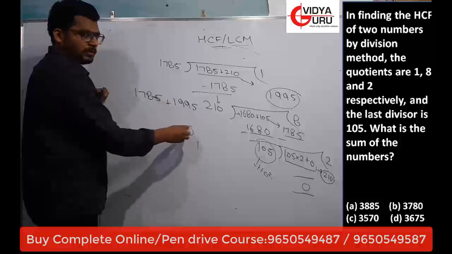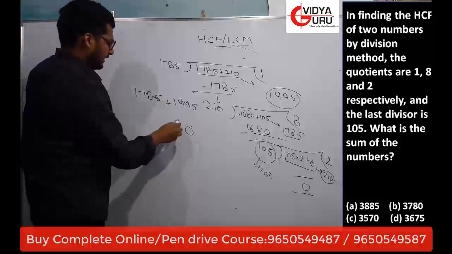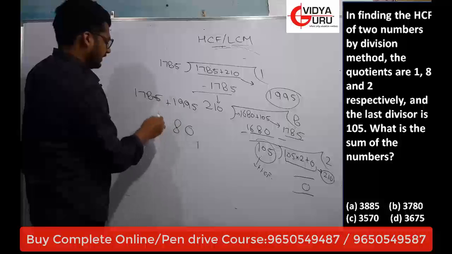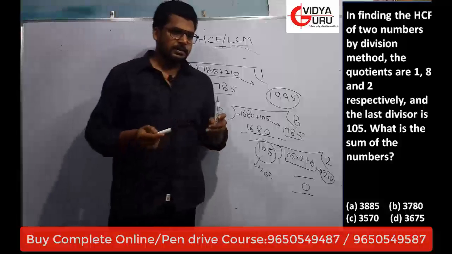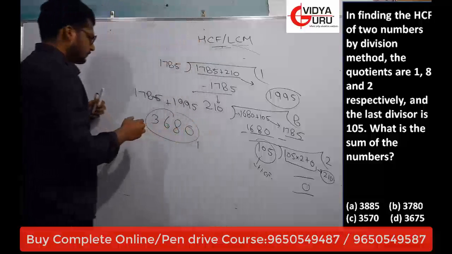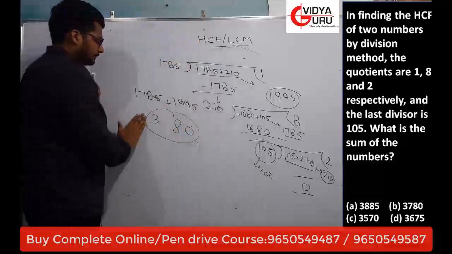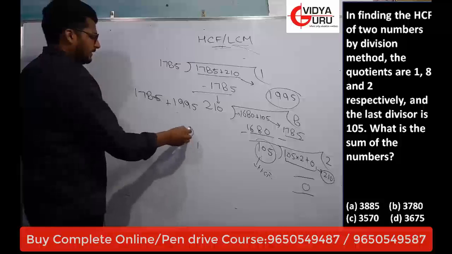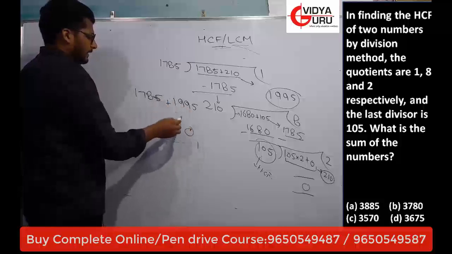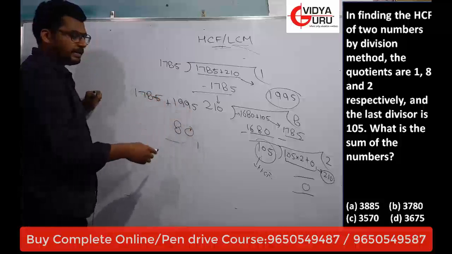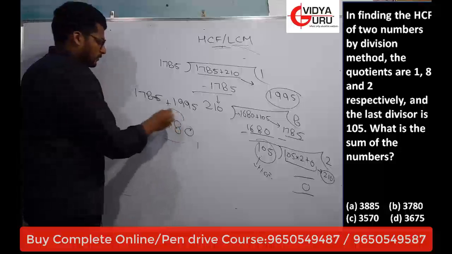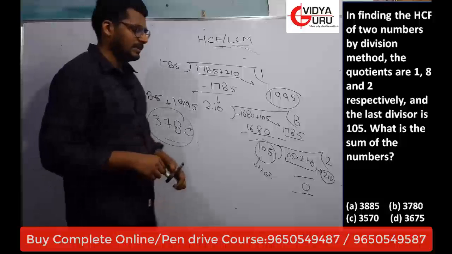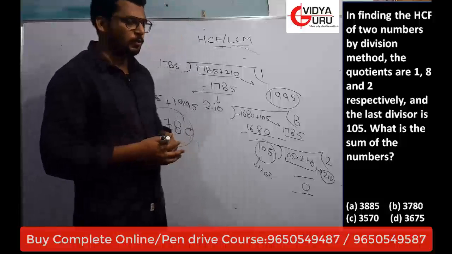What is the sum? 5 plus 5 is 10, 9 and 9 is 18, plus the carry 1 is 19, 9 and 8 is 17, and 1 more makes 17, then 3. So what will be the sum of the two numbers? 3780. What I have done, I will explain one more time.